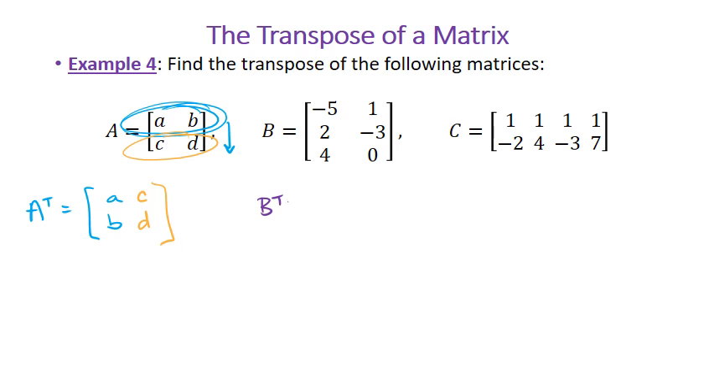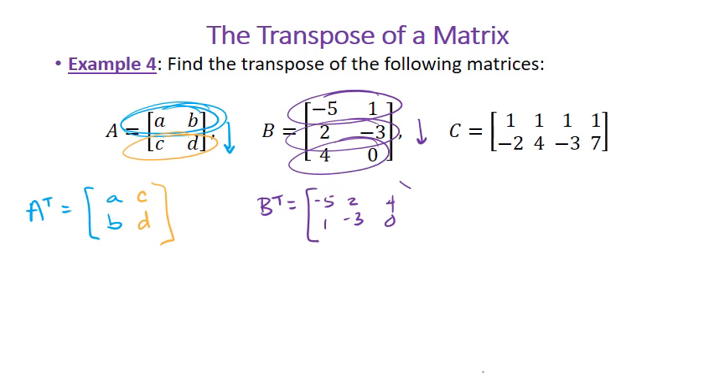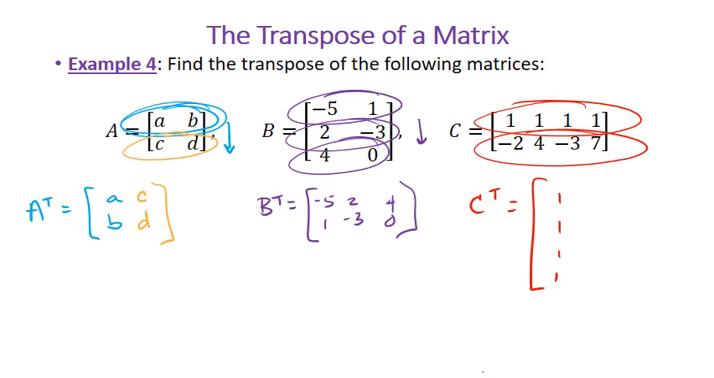If I want to transpose matrix B, then these rows become the columns of this. So negative 5, 1, 2, negative 3, and 4, 0. And finally, this one, these become the columns here and here.